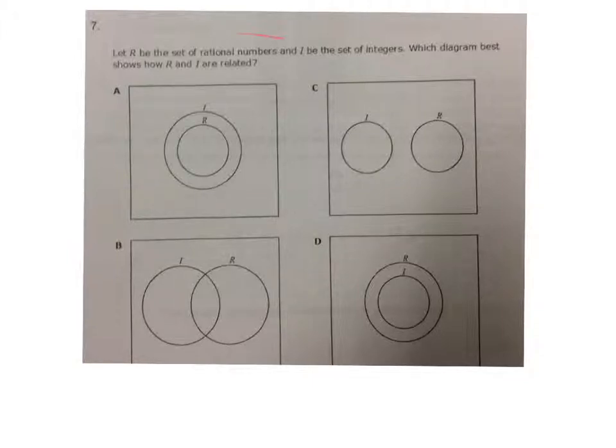What it means is rational numbers are basically all numbers. That's like positive numbers, negative numbers, fractions, decimals, and then integers we know are just the negative numbers, the positive numbers, and 0, the whole numbers. So integers are part of rational numbers. That's why D is the correct answer.